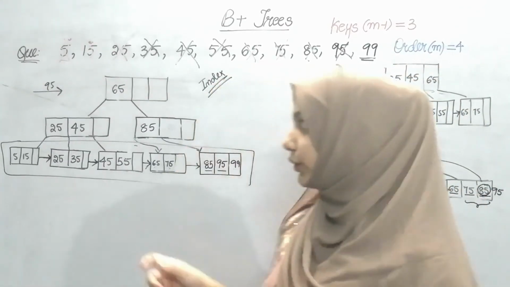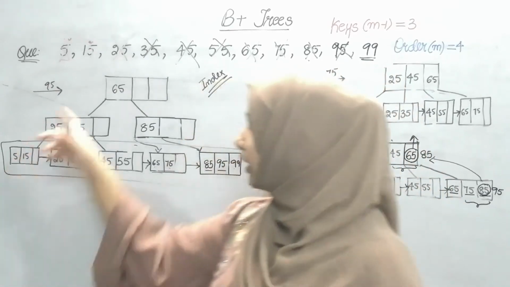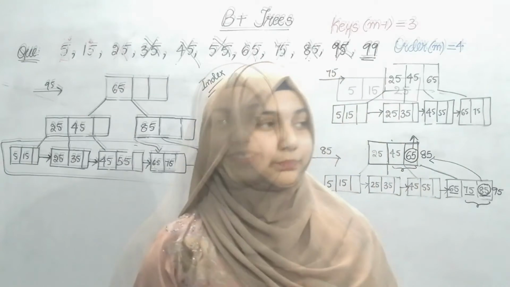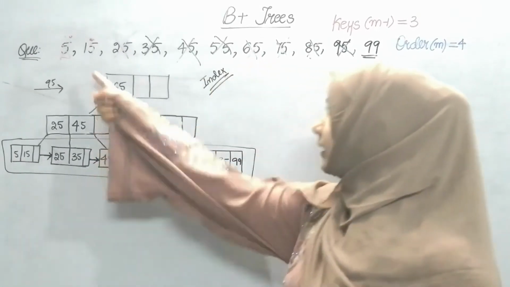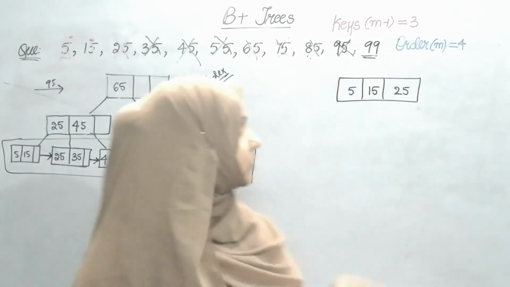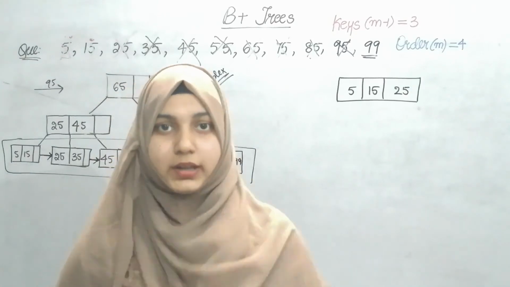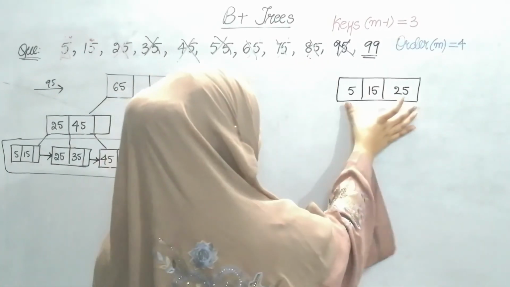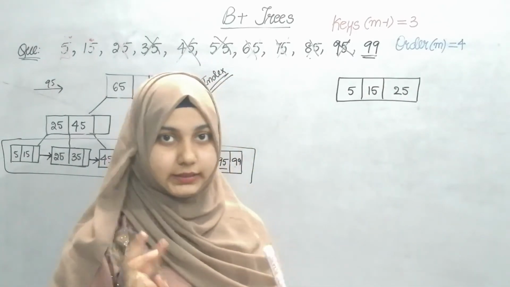Okay, wait, I'll show you two to three examples of how to insert data in a B tree. You will get an idea. We'll consider the same example, and the order is also the same. Suppose the order is 4. Same thing: if the order is 4, the keys will be 3. So in a list you will have 3 elements.